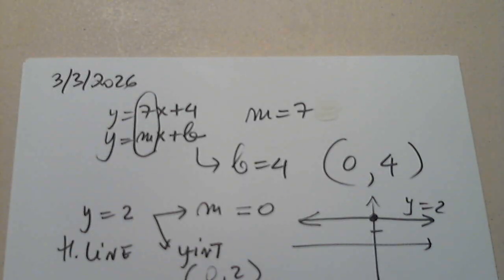Okay, very good. Let's continue. Find the slope and the y-intercept of this line. What type of line is it? x equals 7. Vertical. Yes, it is a vertical line. What is the slope of the vertical line? Undefined. Good.